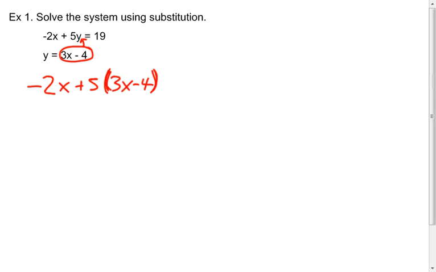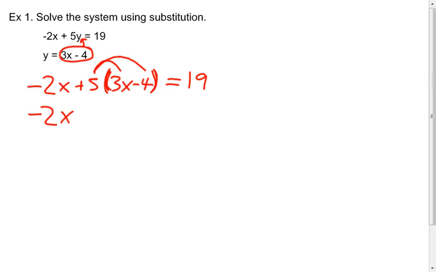Okay? If I look back at that top line, negative 2x plus 5, and then the stuff that I had for y, and then equals 19. I don't do anything to that either. Right? So all I did there was I took the 3x minus 4 and substituted it in for y. Took the y out, put the other stuff in. Now it's all stuff that you did back in chapter 2. I have to distribute.